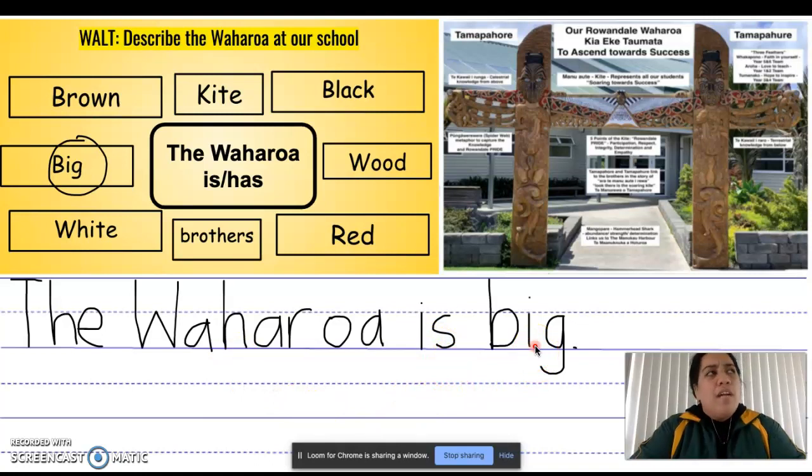Excellent. Aroha 3, what I would like you to do is, can you write for me a sentence describing the Waharoa? You might want to say the Waharoa is, or you might want to challenge yourself. The Waharoa has. What's a sentence that you can write with the word has in it? If we started, the Waharoa has. Oh, save it for me. So what I want you to do, I want you to write it down, and when you're finished writing your sentence down, I would like you to take a photo of it and show me on either our Facebook page or our Class Dojo page.